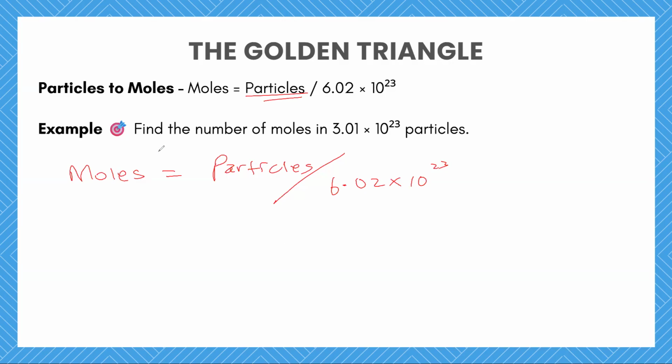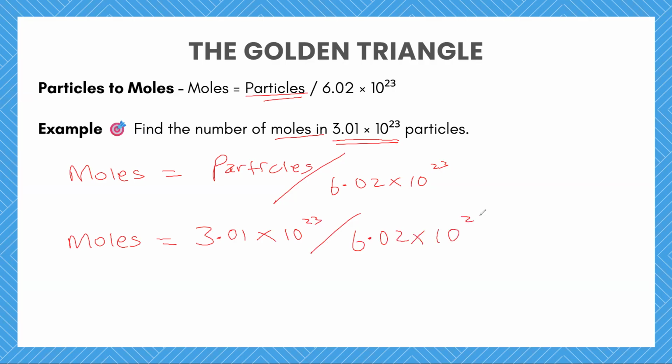Now here is an example on the screen. Find the number of moles present in 3.01 times 10 raised to power 23 particles. Let's impute our variables into the formula. Number of moles, therefore, will be equal to the number of particles which we were given, 3.01 times 10 raised to power 23, divided by Avogadro's number, which is 6.02 times 10 raised to power 23. Huge, huge numbers. Let's punch our calculators.